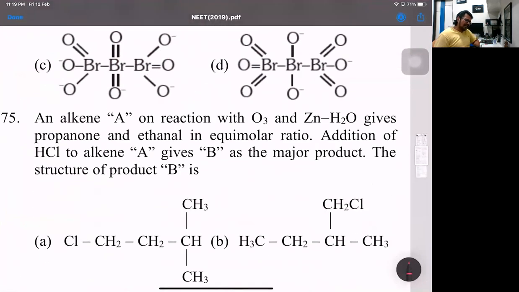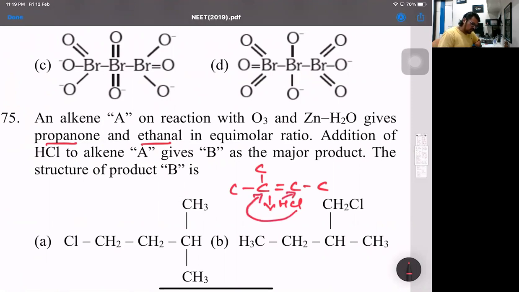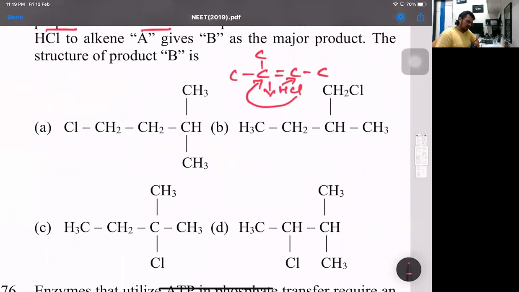75. Alkene on reaction with ozone, that's ozonolysis, gave propanone and ethanal. So very quick, propanone, so 3 carbon atoms, put a double bond, ethanal, that's your compound. In equimolar ratio, addition of HCl. Now if you add HCl to this, addition will be according to Markovnikov's rule. The negative part will go to the carbon atom having the least number of hydrogens. So obviously Cl will come here and the H will go over there. That's it. So for this 75, that compound where you can have both is nothing but C.